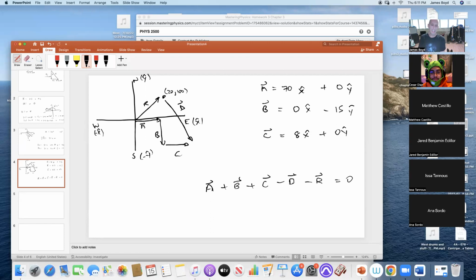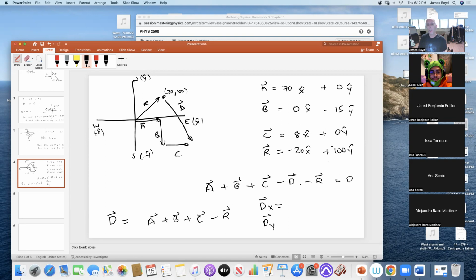And we want to find D. Remember, this is actually not an equation, it's a relationship. If we solve this for D by moving D over, or adding D to both sides, we get D is A plus B plus C minus R. Well, R, we were told, was 20 in the X, or 20 east, and 100 in the Y. In order to find D, we have to add all these up. These become negative because R is negative. And we can just add all these up, and that'll give us the components of D.